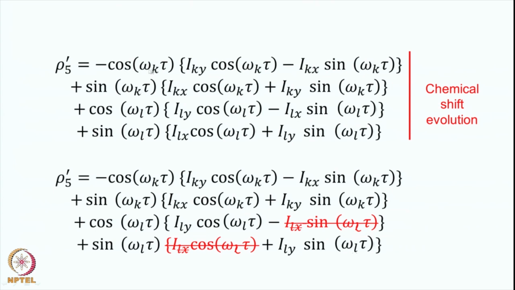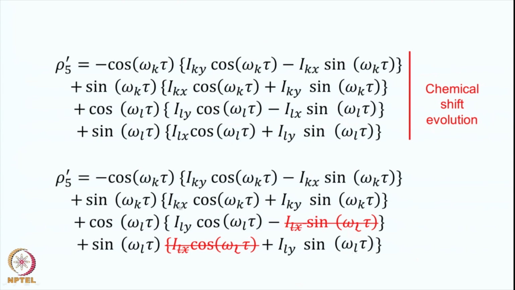Chemical shift evolution gives me therefore cosine omega k tau, here IKY cosine omega k tau minus IKX sin omega k tau. The second term gives me sin omega k tau IKX cosine omega k tau plus IKY sin omega k tau, cosine omega L tau ILY cosine omega k tau minus ILX sin omega k tau, and finally sin omega L tau, and here inside ILX cosine omega k tau plus ILY sin omega k tau. So this is for the last tau period, this is after the 180 degree pulse, we evolve for the next tau period under the influence of the chemical shift evolution.